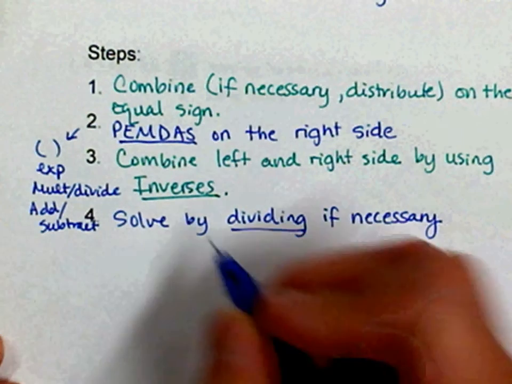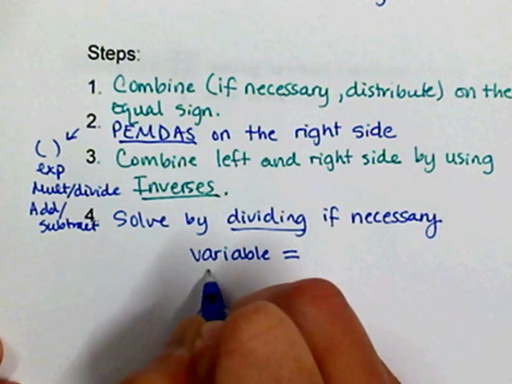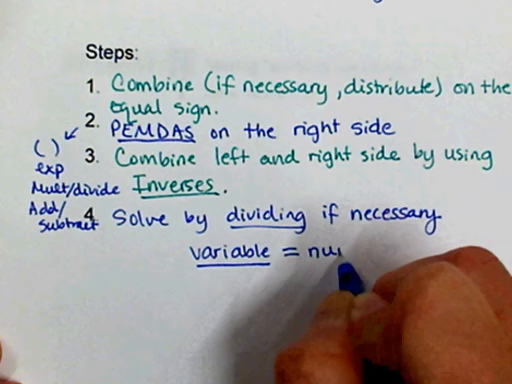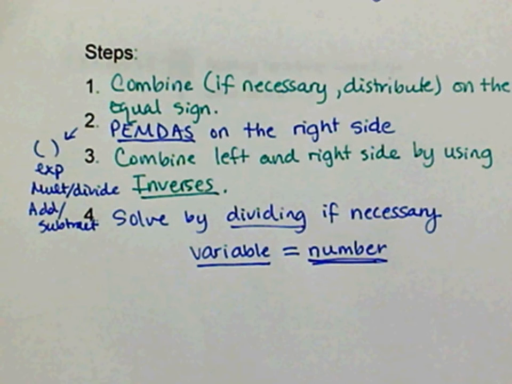You should have a variable equal a number. You will have a variable equal a number every time. All right, so your variable will equal a number every time.